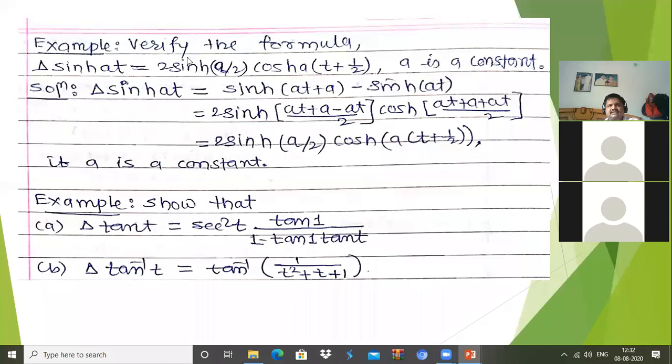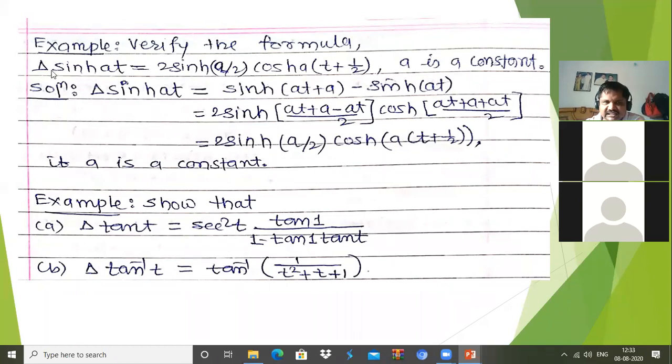Now the next example is: verify the formula delta of sin hat is equal to... what is h? h is for hyperbolic function. We know that sin hx and cos hx. What is your sin hx? Sin hx is e to the power x minus e to the power minus x divided by 2, and the same for cos hx, e to the power x plus e to the power minus x divided by 2. So these are the hyperbolic functions.